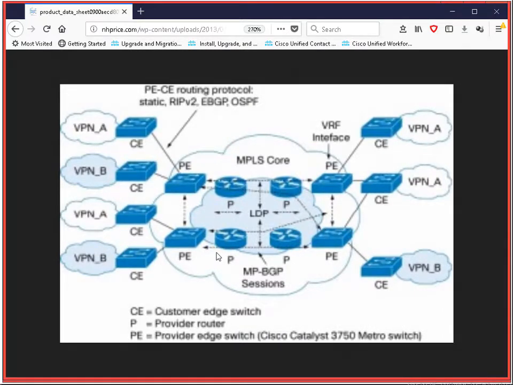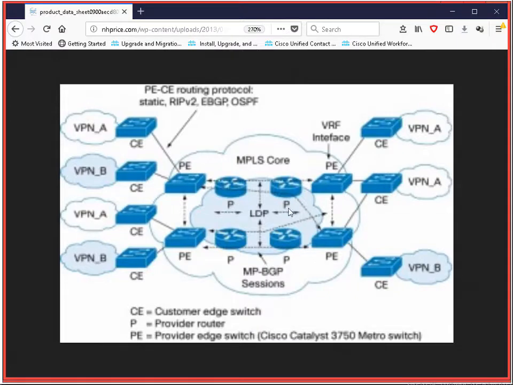So MPLS actually only works in the very, very core of the network. Let me define a couple of these terms before we get into the specifics of MPLS, because I think they're important. CE stands for customer edge. They're saying switches in this case, but it could be a router as well. PE is provider edge. P is provider. LDP is a label distribution protocol. MPBGP is multi-protocol BGP, and so on.